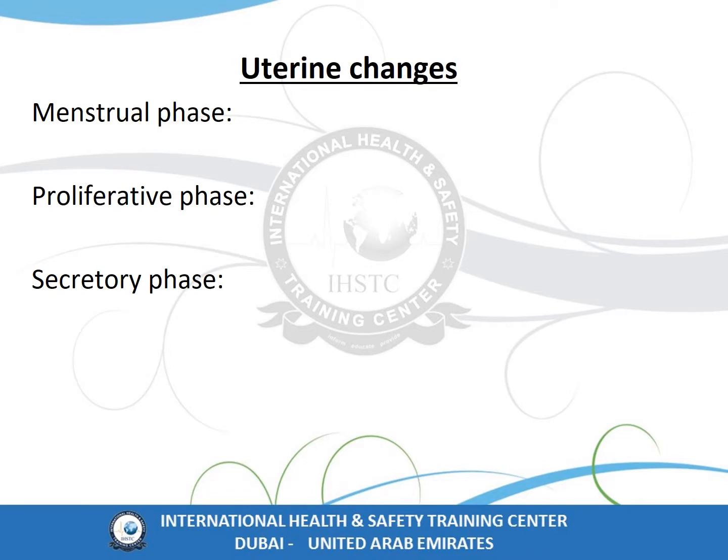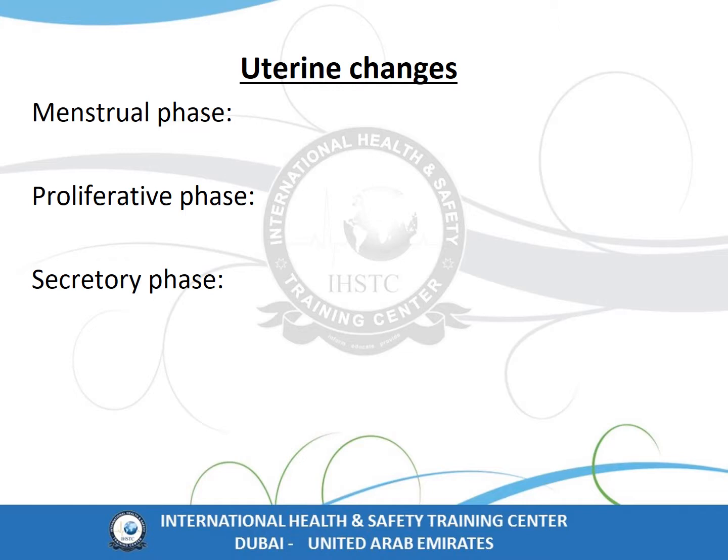Now let's understand the uterine changes of the menstrual cycle. It is divided into three phases: the menstrual phase, the proliferative phase, and the secretory phase. The menstrual phase lasts for 4 to 6 days of bleeding as the endometrium breaks down because of decreased levels of estrogen and progesterone, and at the same time the level of FSH increases, enabling the beginning of a new cycle.